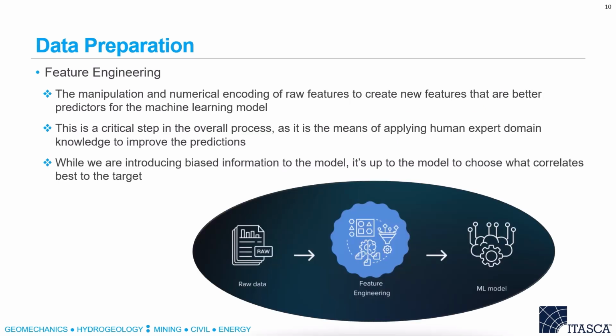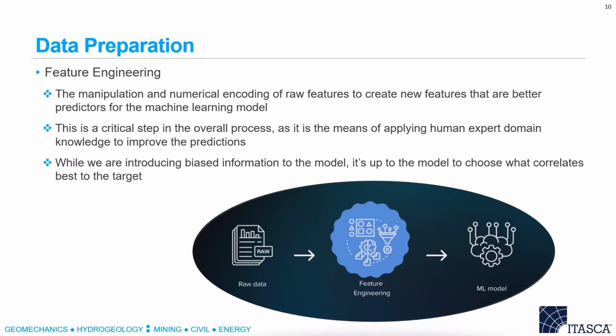Once all your features are properly encoded, you can pass your entire dataset to a machine learning algorithm for model training and making predictions. However, before you do this, it's critical that you first try to add additional engineered features to your model. Feature engineering is defined as the manipulation and numerical encoding of raw features to create new features that are better predictors for the machine learning model. The idea is to apply your human expert domain-specific knowledge to the features that are already present, creating new features that are likely to be better predictors in your model.